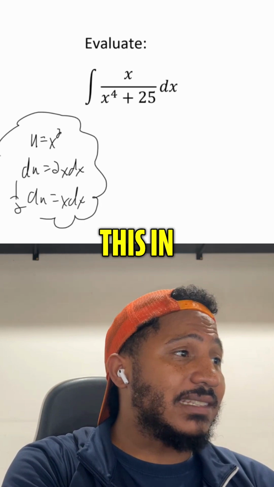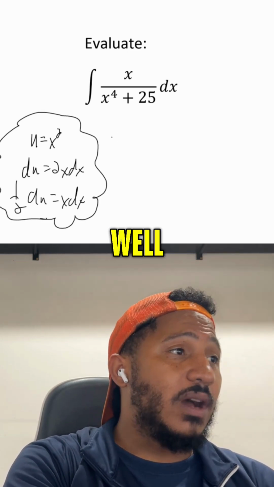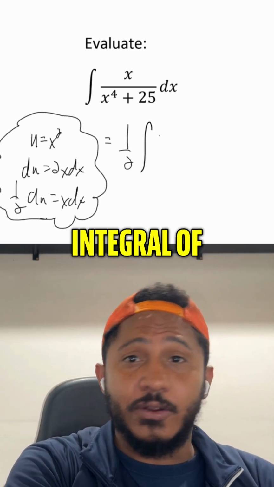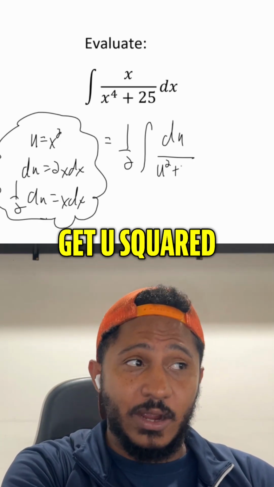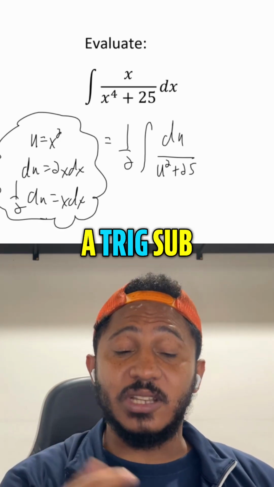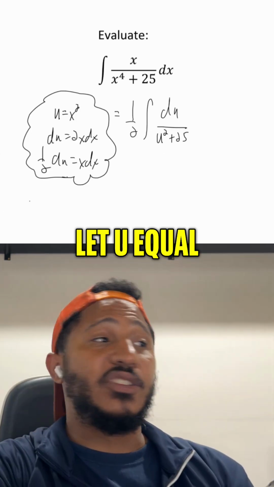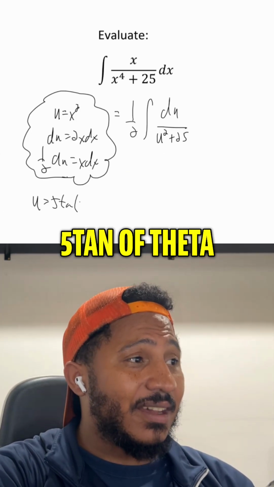And so let's rewrite this in terms of the u. Well, then the integral becomes half the integral of du in our numerator. In our denominator, we get u squared plus 25. You know this is a trig sub, right? So now we can say, well, let u equal 5 tan of theta.